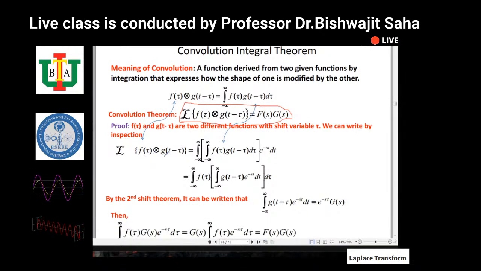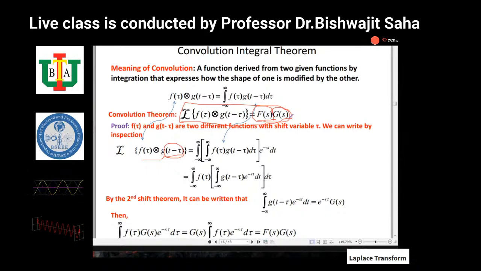of tau and g of t minus tau as one shift function, right? So usually a shift function has the exponential of the delay time multiplied with the Laplace of the original function. But in the convolution theorem, it is seen that the Laplace of both functions will be directly multiplied. So there is no exponential function. That is the difference from the shift function theorem.